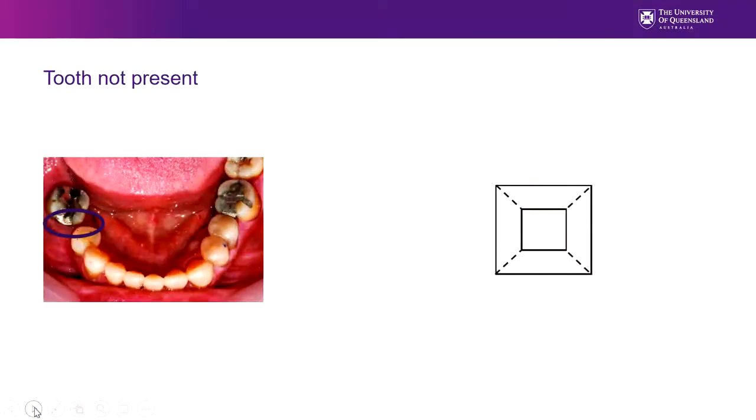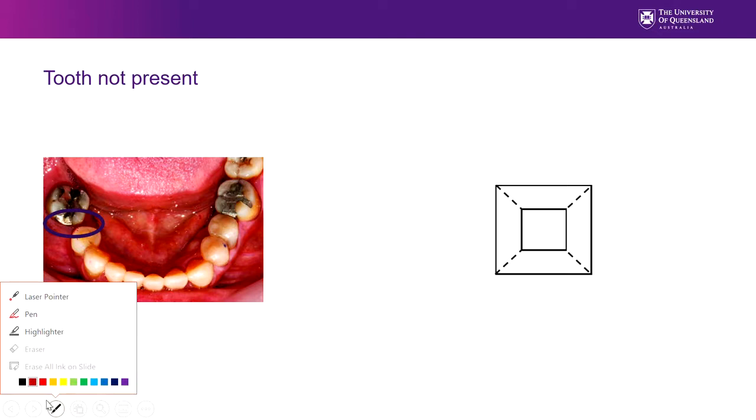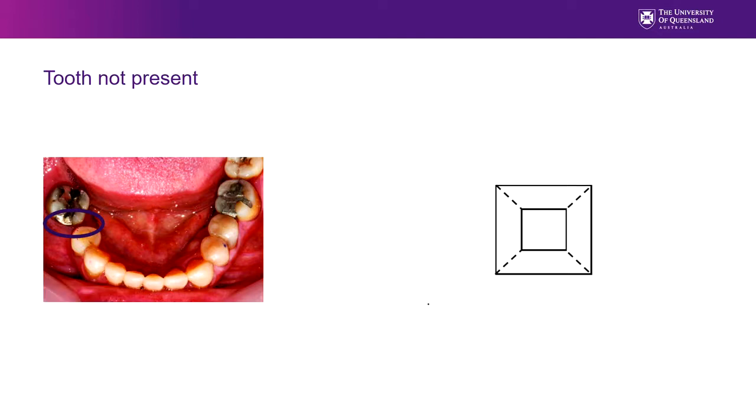So let's have a look at individual marks on each tooth. For a dental chart, we always record in black. So for a tooth that is not present, so we haven't extracted it, the patient has turned up and it's not in their mouth, what we need to do is just put a straight line across the middle, like this.